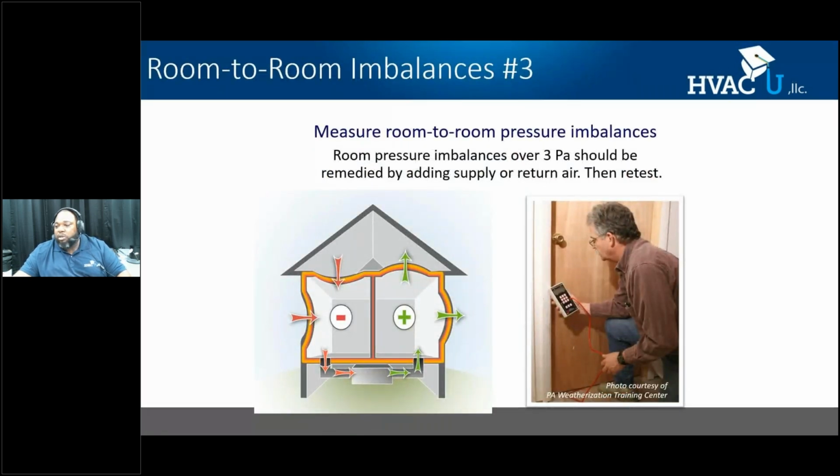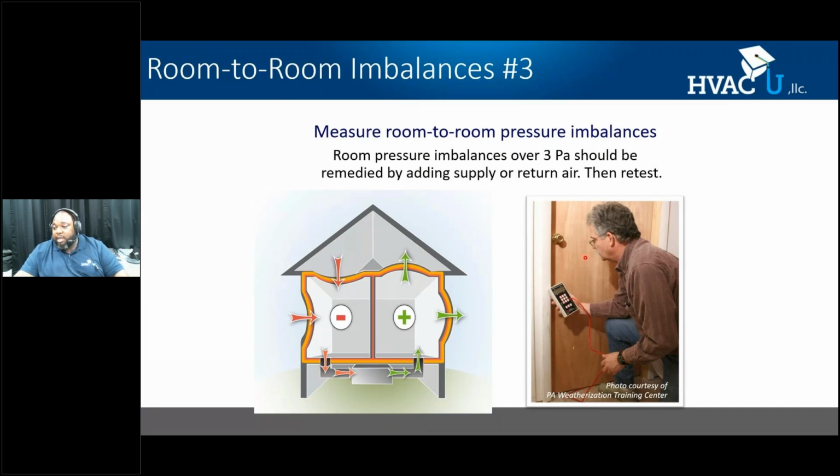And what you want to do, you want to take a high-quality micromanometer like so. And you want to take this manometer and you want to turn on the air handler, the fan actually controlling the system, whether heating or cooling. And when you turn on that air handler, its natural running condition, you're going to go to all the rooms that have doors that can be closed.